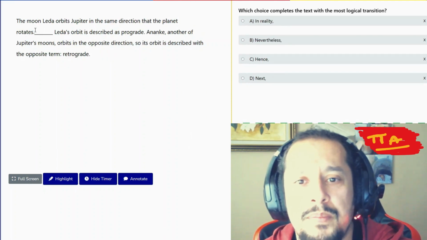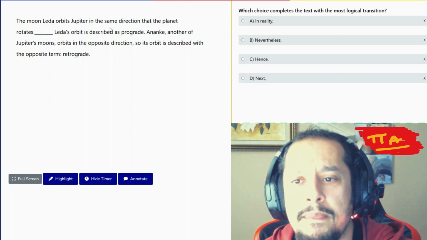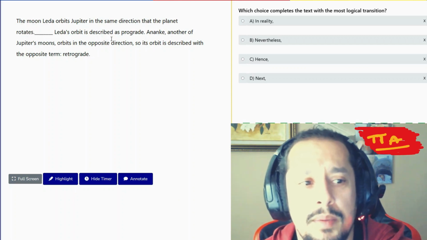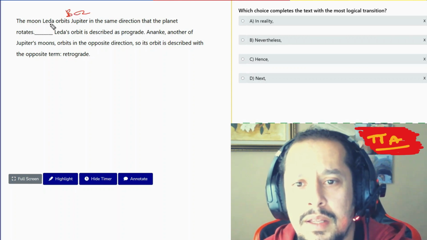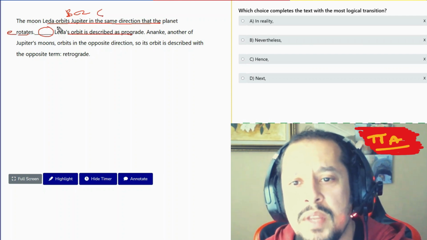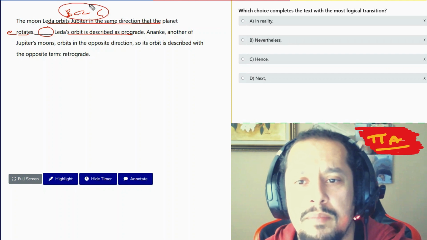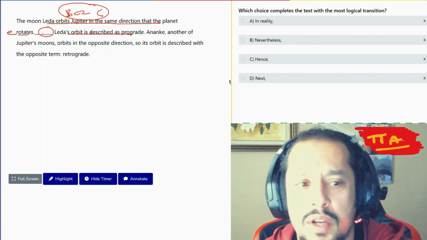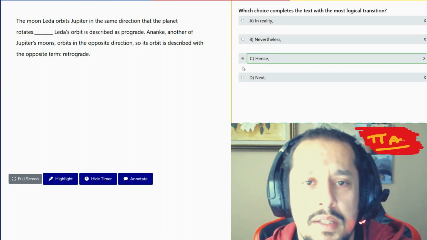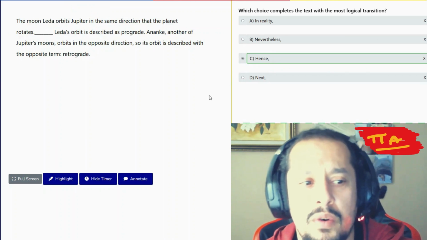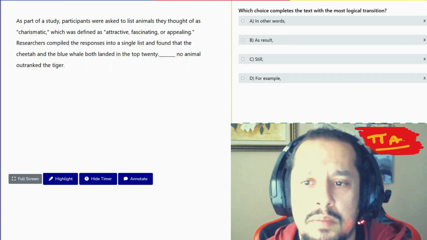Next one, 13. Okay, so here number 13, because Leda orbits Jupiter in the same direction that the planet rotates, Leda's orbit is described as prograde. So we have cause and effect. To test cause and effect, I think of because, and then I think of the idea. So here we're going to say answer C, hence. We need the cause and effect relationship. Because it orbits in the same way as Jupiter, it is now known as prograde.